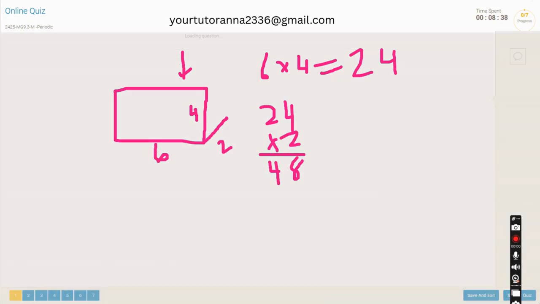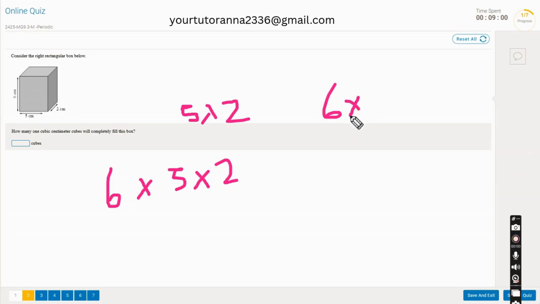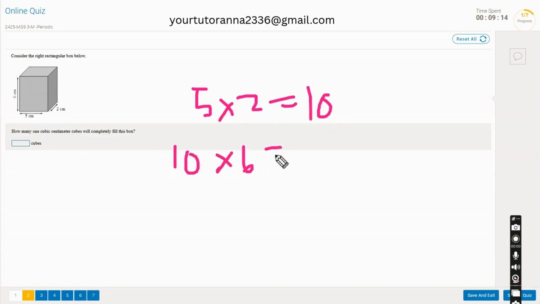Let's go to the next one. Now here, the same thing, they're making it for a cube, right? The length, the width, and the height. So what are we going to do? 6 times 5 times 2. Remember, because multiplication can be done in any order, you can do 5 times 2 first, you can do 6 times 2 first, or you can do 6 times 5 first, as you like. So let's do that. What is 5 times 2? That gives us 10. 10 times 6 gives us 60. So that is your answer, 60 for this one.